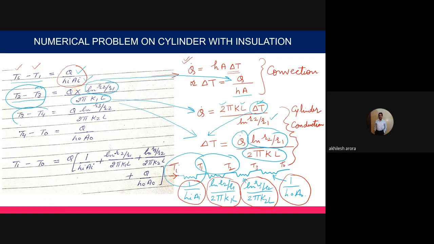Similarly, T2 minus T3 can be written in a similar manner. It would be equal to Q dot log natural R3 by R2 divided by 2 pi K2 L, where K2 is the insulation thermal conductivity, and T3 minus T naught is the temperature difference for the convection resistance. So once again, it will be written in a similar manner as we have written the value of Ti minus T1. So it will be equal to Q dot divided by H naught into A naught.